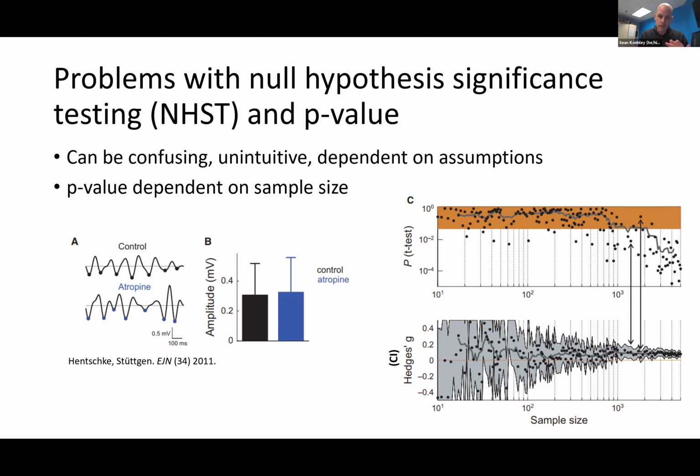Now below, in the plot below, you can see the Hedges' g, or one way of calculating the confidence interval. And it looks a little different and maybe more useful. You can see it's starting out very wide, meaning that there's a lot of uncertainty as to what the actual effect of the drug is. And then as you get more and more samples, you can see that confidence interval narrowing.